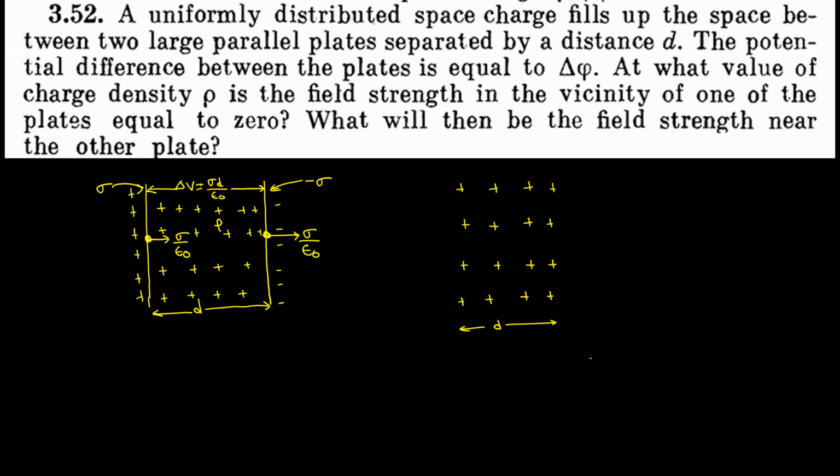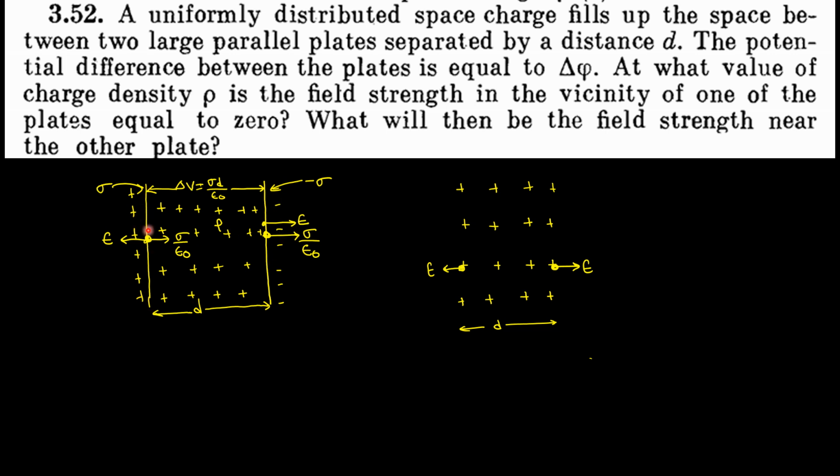Due to this, the electric field at this point would be in this direction, and at this point in this direction. So if I arrange this one out here, the electric field due to this volumetric charge on the positive plate would be towards left. The electric field due to this volumetric charge on the negative plate would be towards right, isn't it? This point and this point are at the same point. Understood?